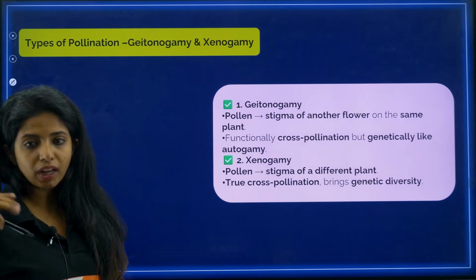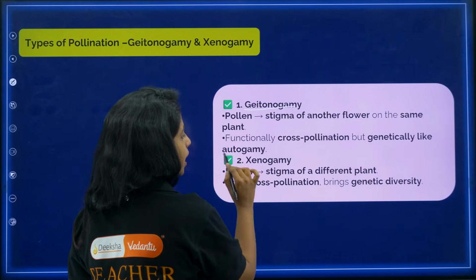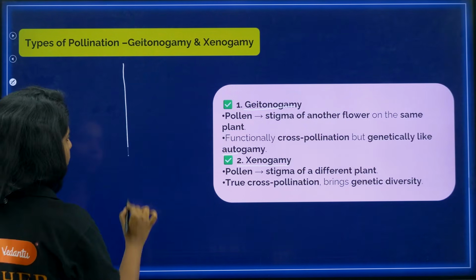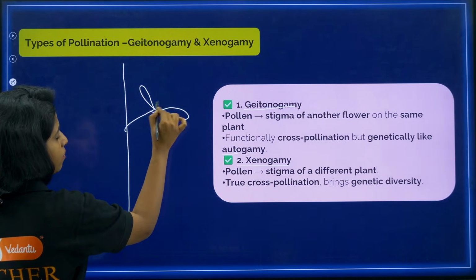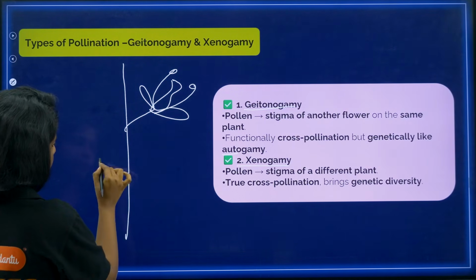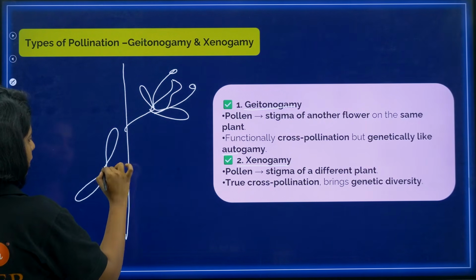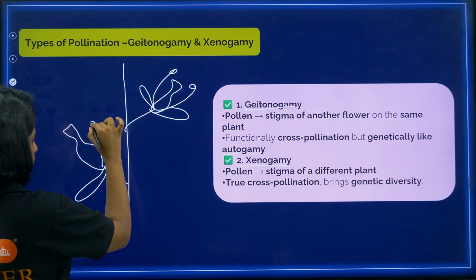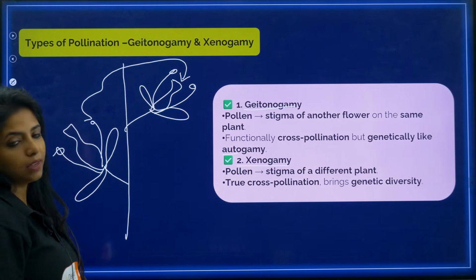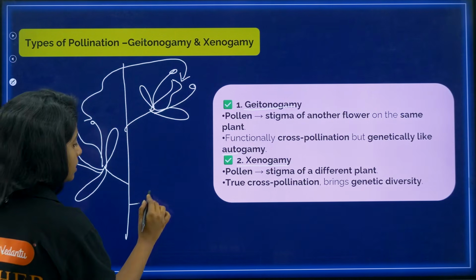You have two more types of pollination. One is geitonogamy and the other one is xenogamy. What do you mean by geitonogamy? That means, for example, over here, this is kind of self-pollination only, where you have the female and the male gametes in one flower, and in the other flower, you again have it. Okay, so from here the pollen grains are going to land on the other flower but on the same plant.